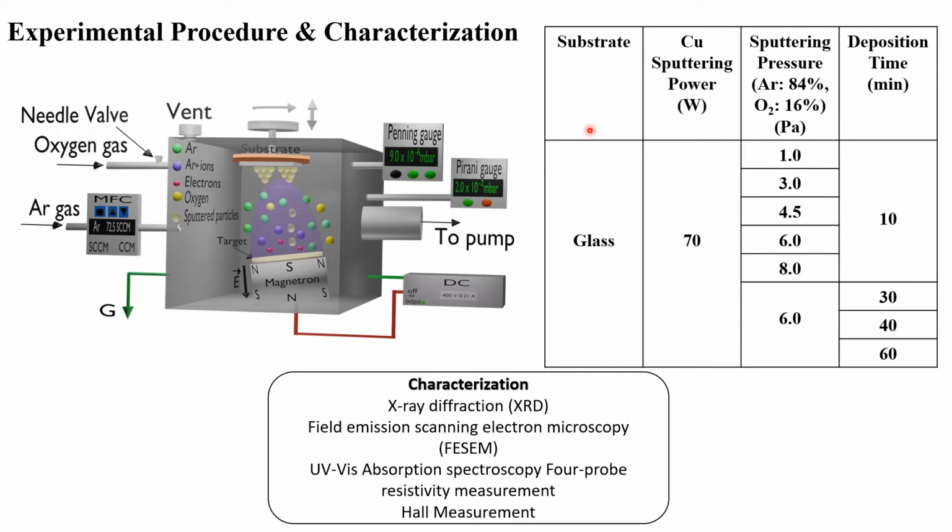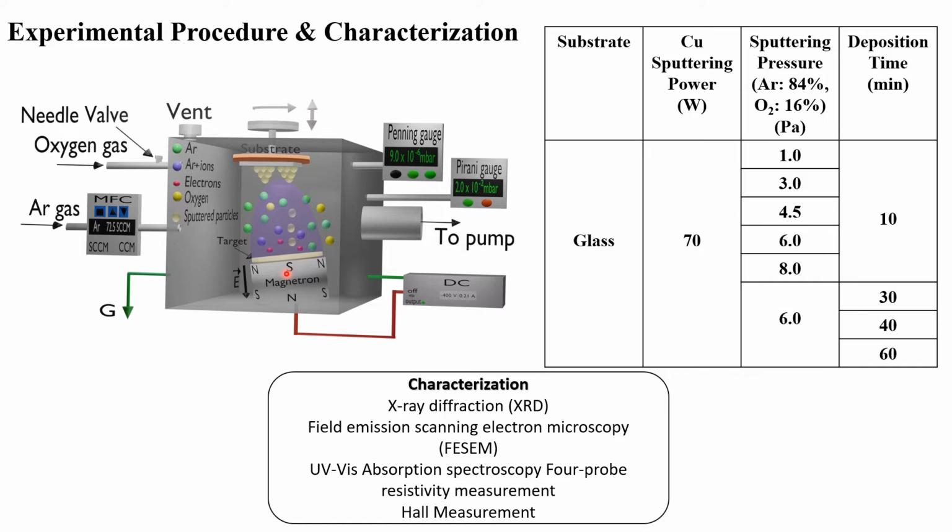Experimental procedure and characterization. Copper oxide nanostructures are deposited using reactive DC magnetron sputtering. A schematic diagram of DC magnetron sputtering is shown in this figure. The substrates, which are glass in this case, are mounted at a distance of 45 mm from the copper sputtering target fitted in one of the magnetrons. The chamber is first evacuated by a rotary pump to a pressure of 2 Pascal, and a low pressure of the order of 10 to the minus 4 Pascal is created using an oil diffusion pump.